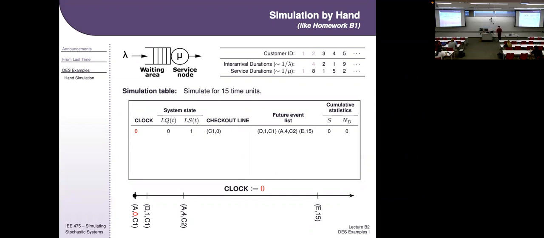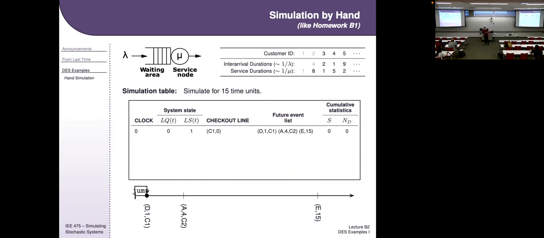Other questions about this starting here? In some ways, the first line is the hardest line, and then everything else is just processed in the FEL. So you set the initial conditions up, and the system will run. So let's jump to the first event in the FEL, the departure at time 1. By the way, you don't have to put a timeline in your homework. All you're responsible for is the table in your homework.